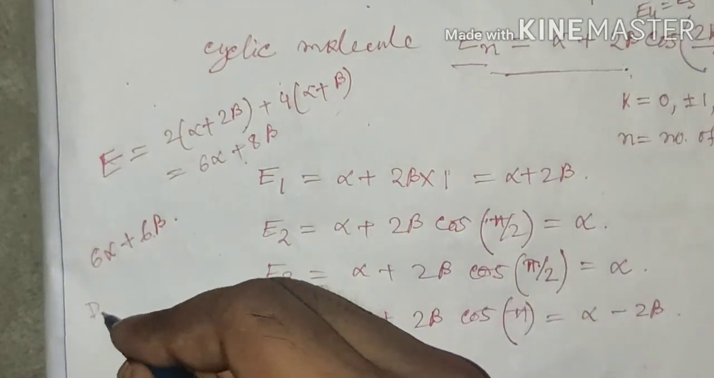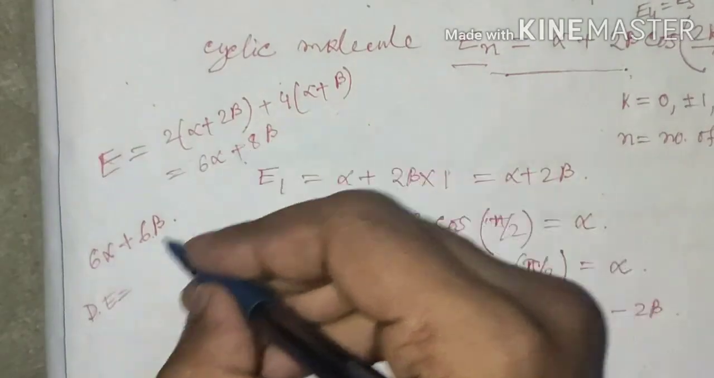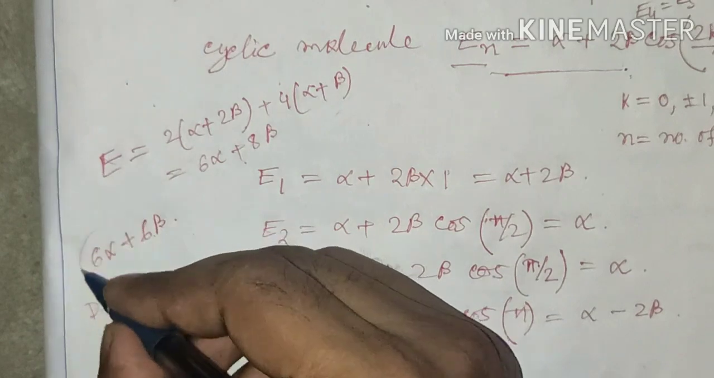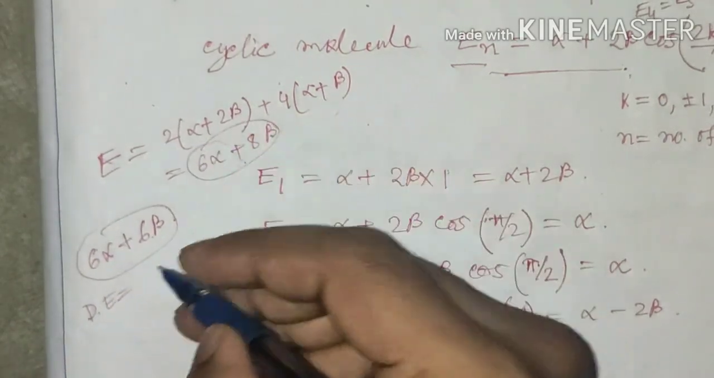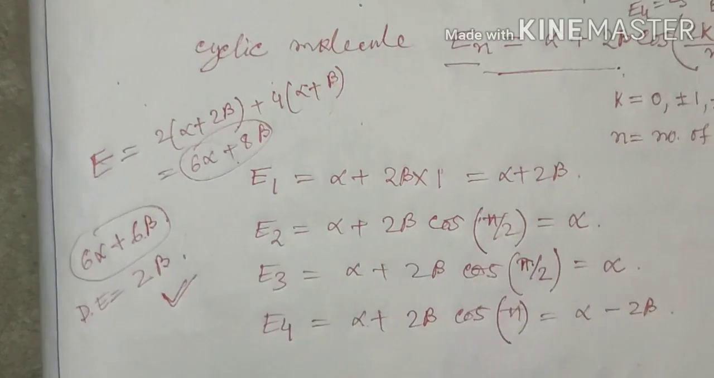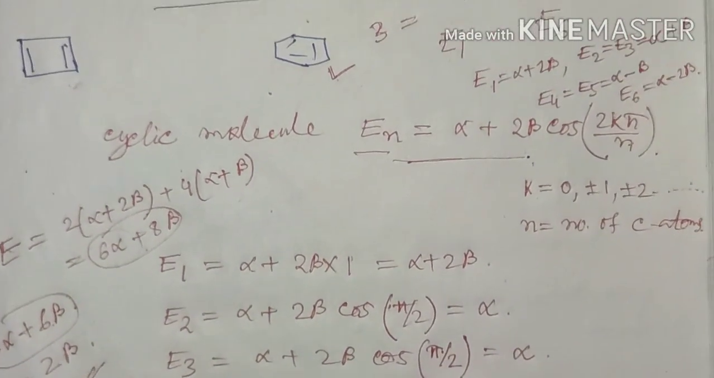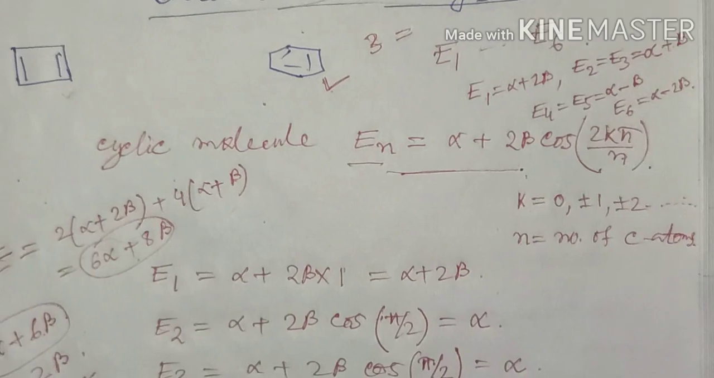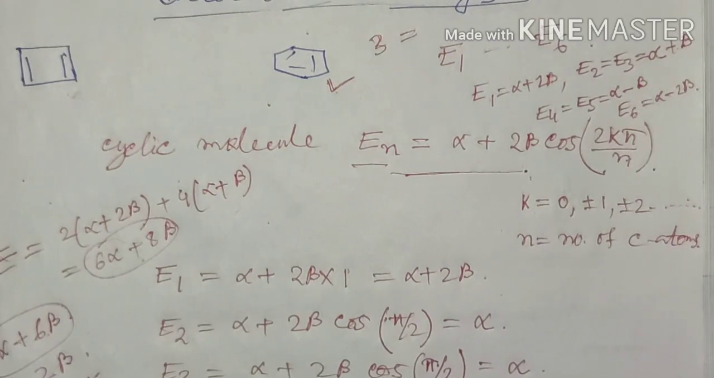Then the delocalization energy will be, you have to subtract this value from the energy of the benzene molecule, so the delocalization energy will be 2 beta. Is it okay? Try it by yourself. If you feel any difficulty, then let me know in the comment section.